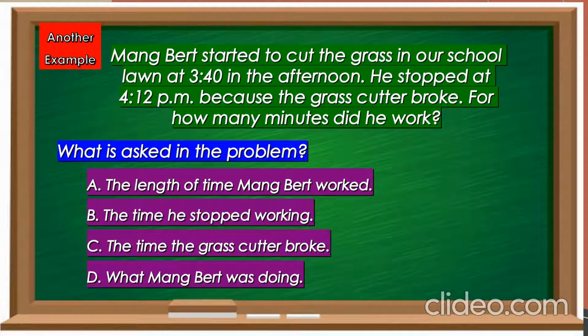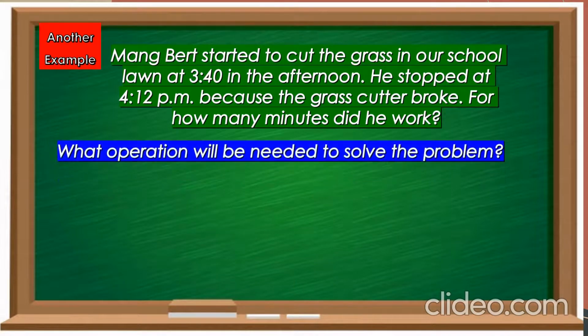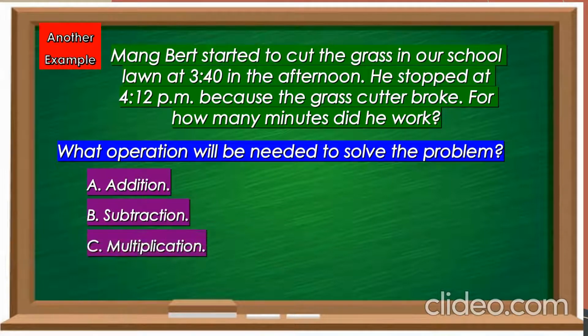The answer is letter A. The length of time Mangbird worked. We are going to solve for the length of time Mangbird worked. Question number 2. What operation will be needed to solve the problem? Is it A, addition, B, subtraction, C, multiplication, D, division? The answer is letter B, subtraction. Very good.